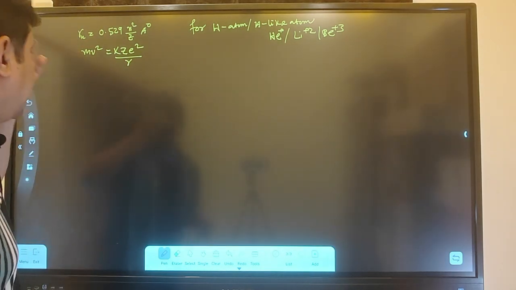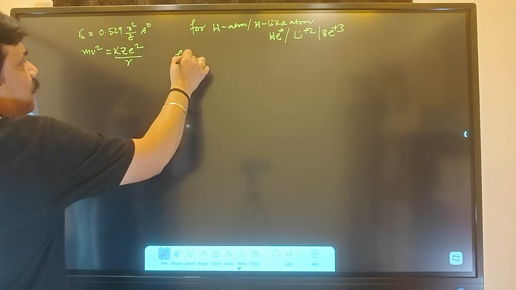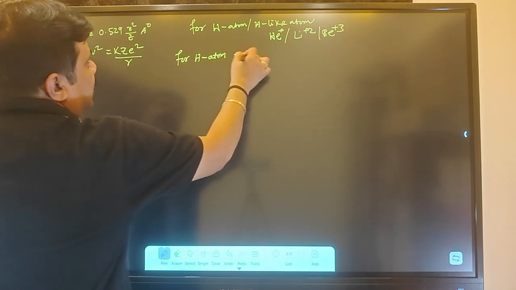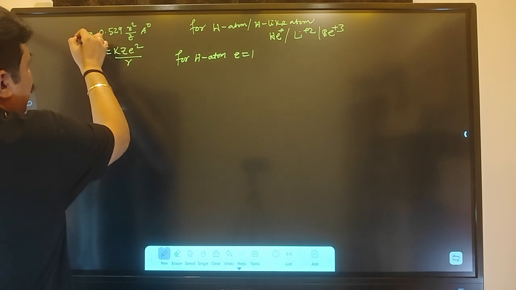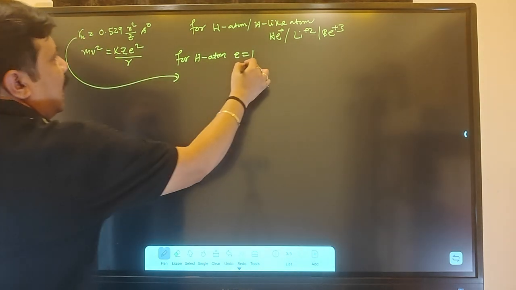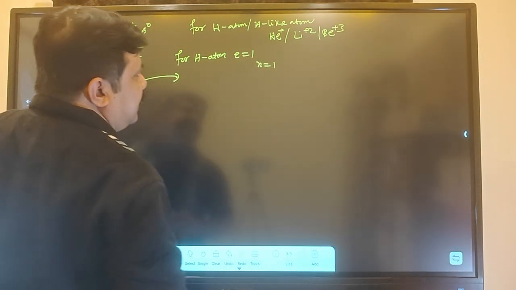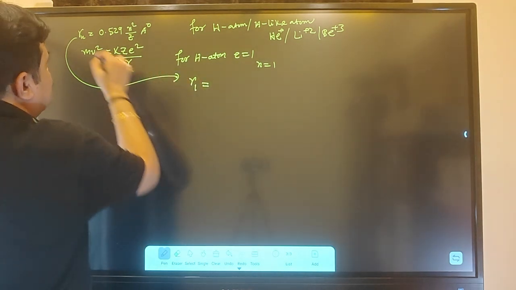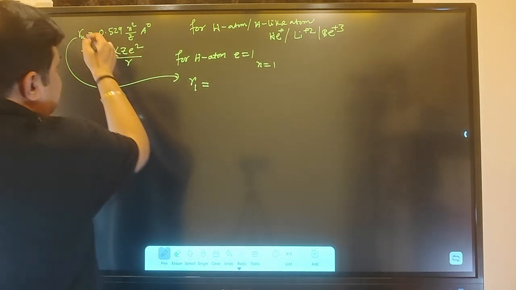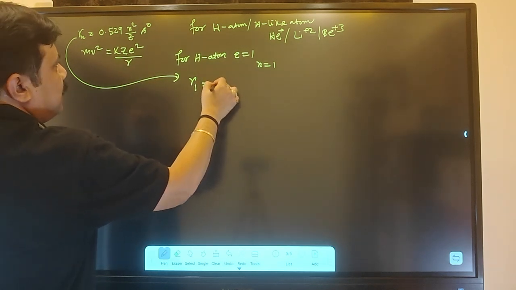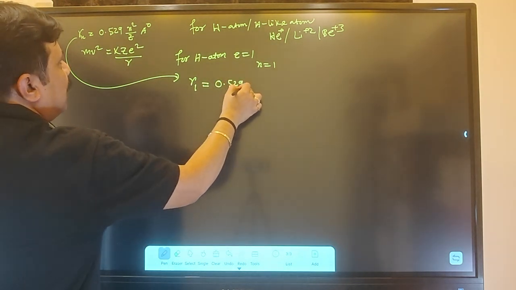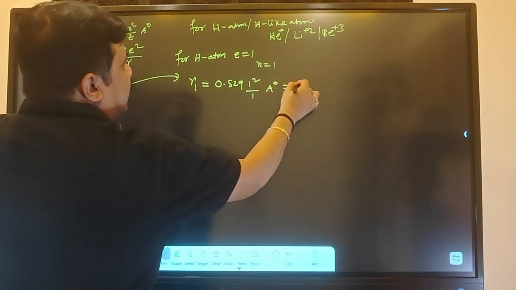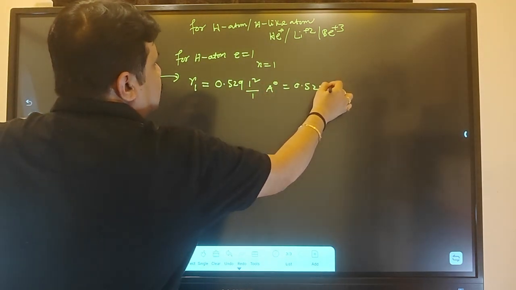For the hydrogen atom, you know very well my dear students, Z, the atomic number, will be equal to 1. Now from this expression, for the first orbit, what will be the radius? N equals 1. Then R1, where n is the orbit number, will be 0.529 into 1 square by 1 angstrom, which is nothing but 0.529 angstrom.